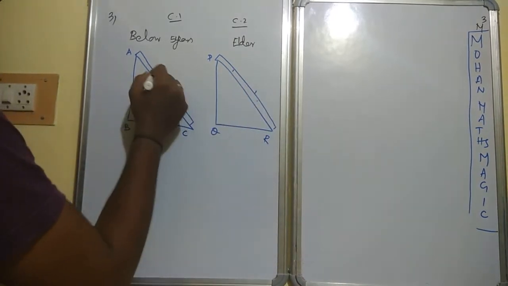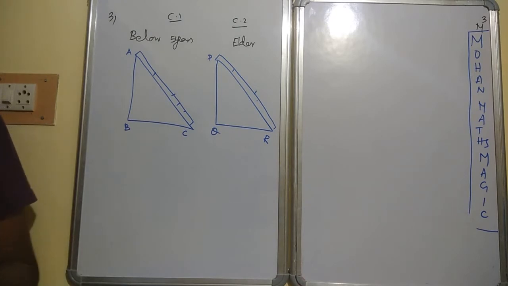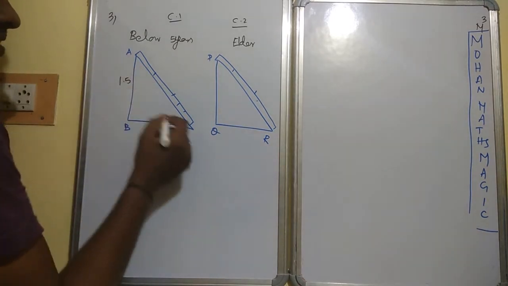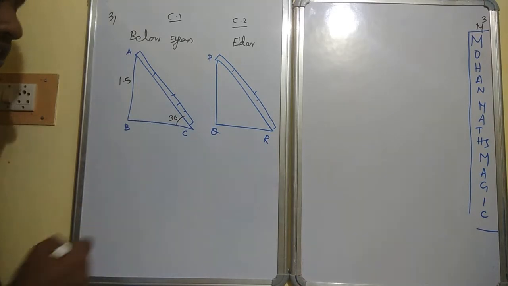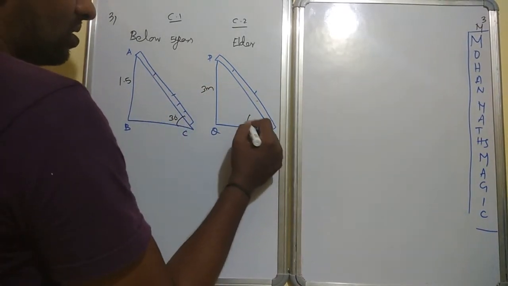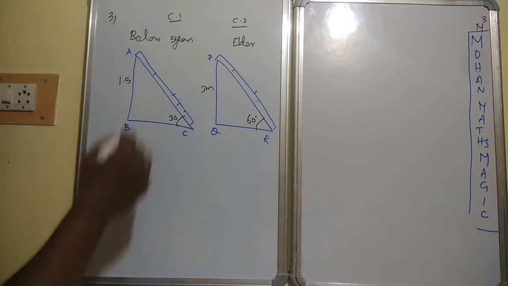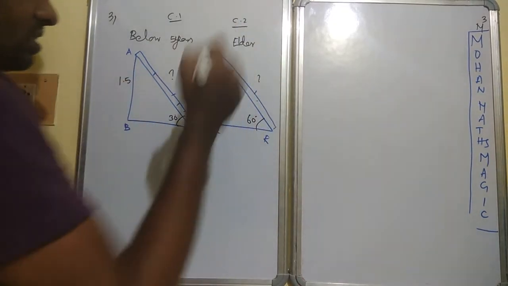So first case, below 5 years, whose top is 1.5 meter height and the angle is 30 degree. This is 1.5 meter and the angle is 30 degree. And for elder children, it's 3 meter and this one is 60 degree. What they are asking in the question is, what should be the length of the slide in each case? So they are asking the length of the slide in each case.